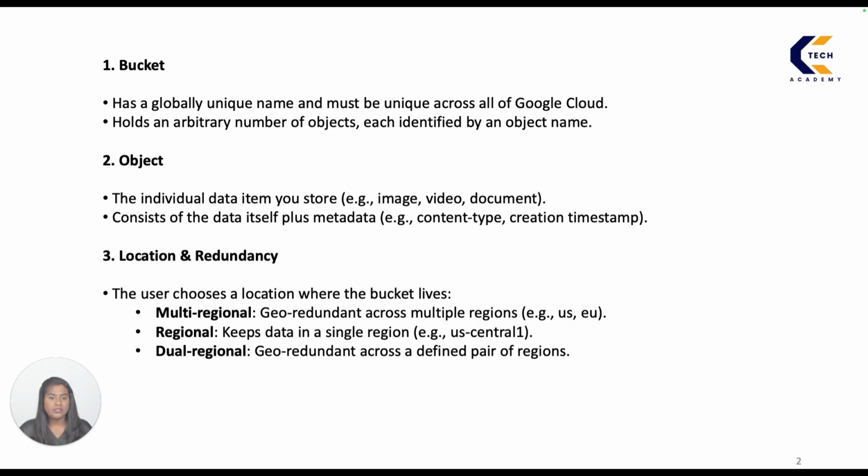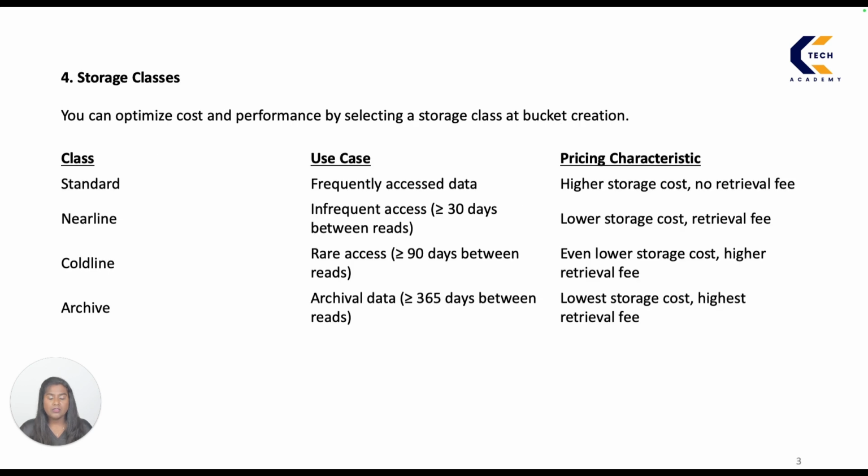The user chooses a location where the bucket lives. It could be multi-regional, regional, or dual region. Storage classes. You can optimize cost and performance by selecting a storage class during bucket creation. There are 4 types of storage classes: Standard for frequently accessed data, Nearline for infrequent access, Coldline for rare access, and Archive for archival data.